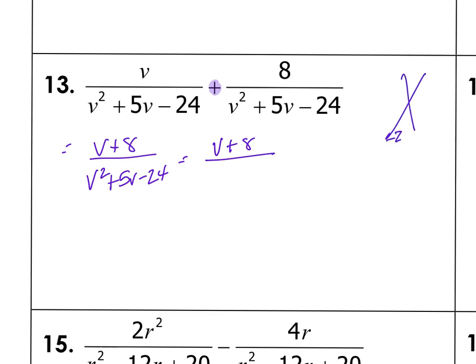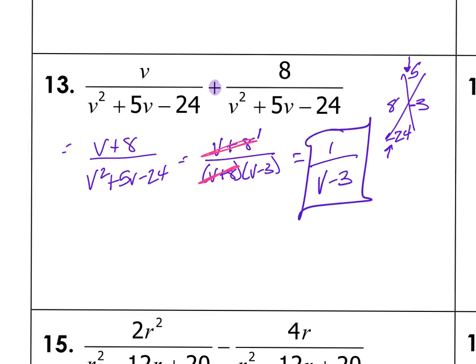Give me two numbers that multiply to be negative 24 and add to be 5. I'm pretty sure that's going to be 8 and 3. Since this is negative 24 and a positive 5, the 8 needs to be positive, so the 3 would be negative. So I've got v plus 8 and v minus 3. I've got a v plus 8 in the numerator and a v plus 8 in the denominator. So what does that make the numerator? Well, I made a 1, so I have a 1 in the numerator over v minus 3. And there is your answer.